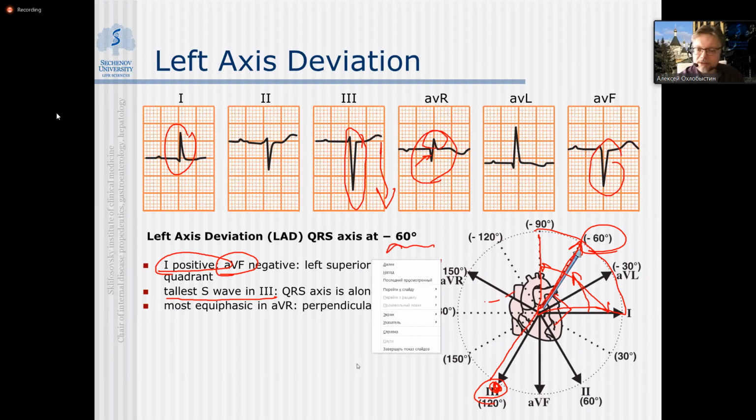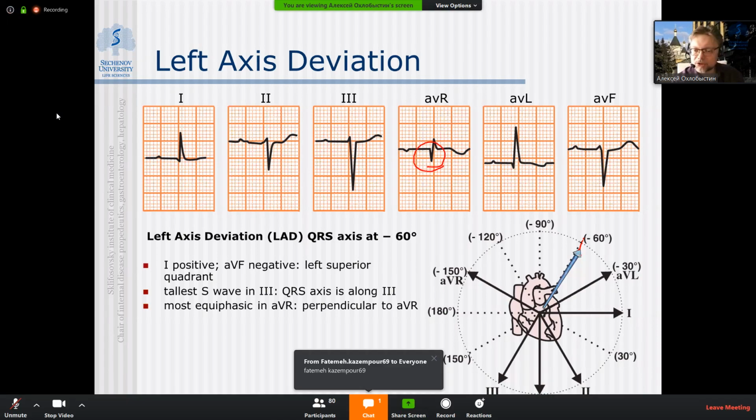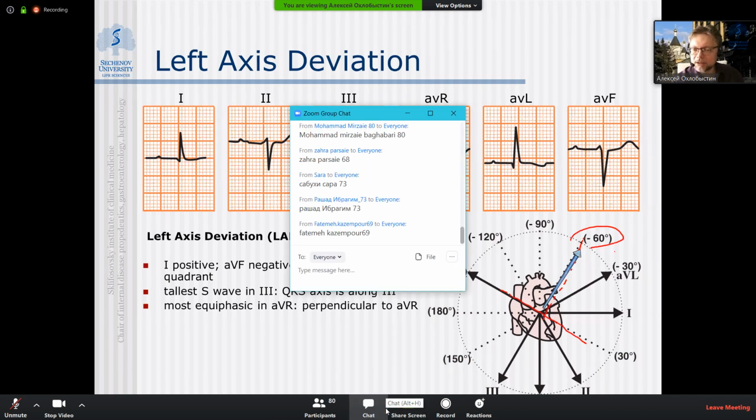Please pay attention to the scheme here. What's shown is that the mean vector of the heart is not exactly coinciding with the axis of the second standard lead. It's just slightly under that. That's because we have domination of the negative. So the projection of the mean vector of the heart is not strictly perpendicular to the AVR axis. It's more on the negative side than on the positive. That's why it's not exactly minus 60. It's slightly under.